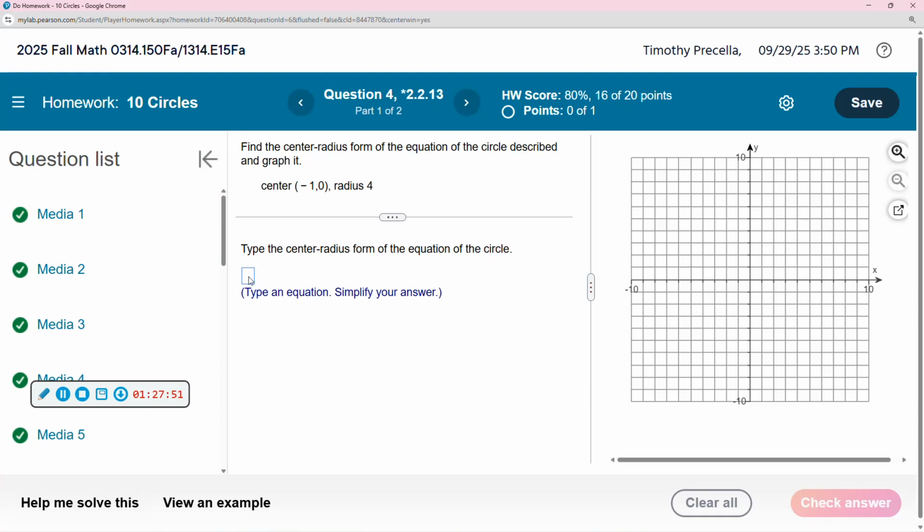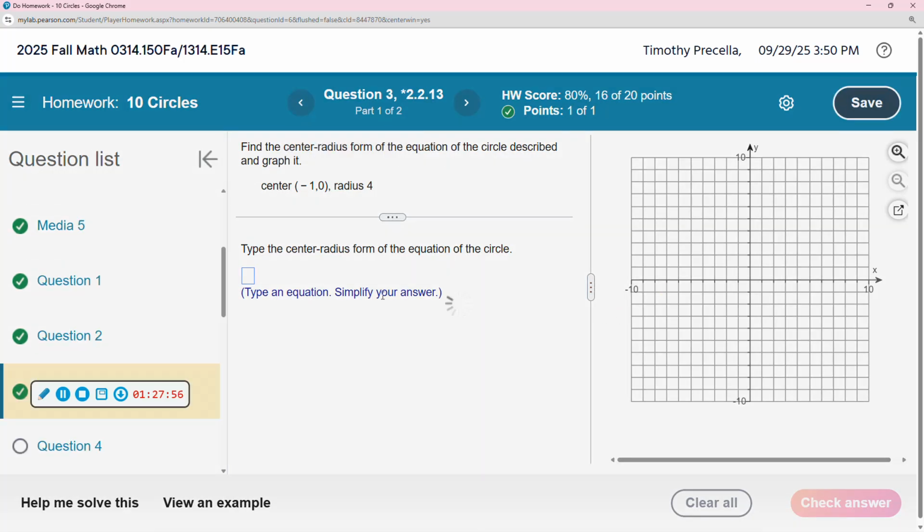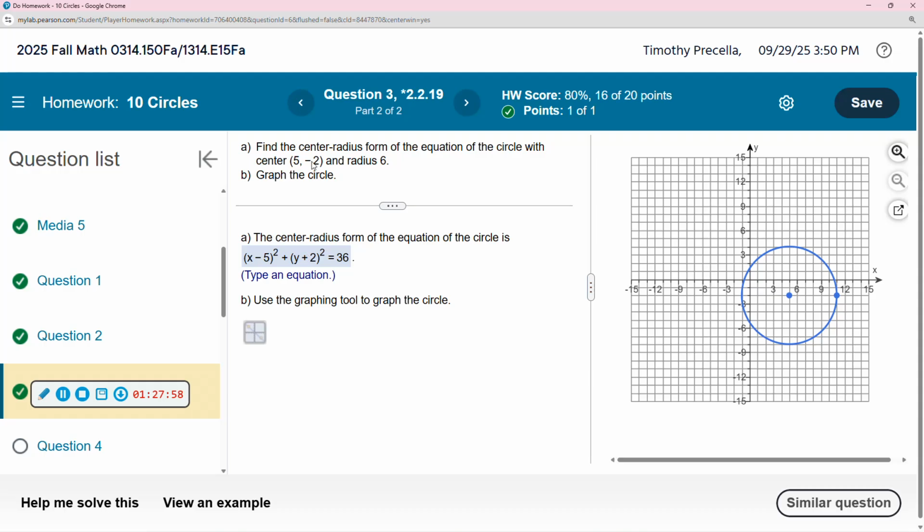Y'all want to do number 4? Remember the easy stuff we were doing at the beginning, when they give you the center and the radius? Y'all remember that? Y'all want to do another one just to remember the easy stuff? Or do you think you got it?